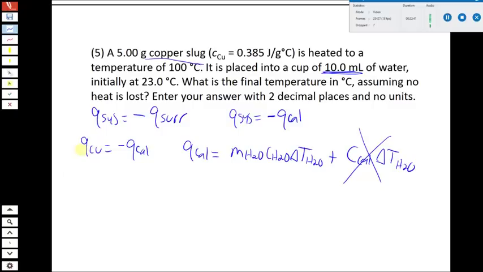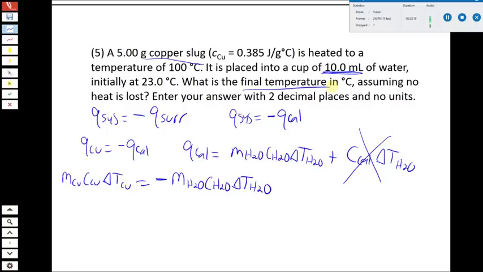So for copper, it's going to be mc delta T for the heat. So it's going to be mass of copper, heat capacity of copper times delta T for the copper, is equal to, we have to put a minus sign up front on one side of the equation. Doesn't matter where the minus sign goes, but it has to be on one side of the equation. And our calorimeter is just going to be mc delta T for the water. And what we're solving for here is the final temperature. So both of them are going to have the same final temperature because the heat transfer stops once they get to the same temperature.